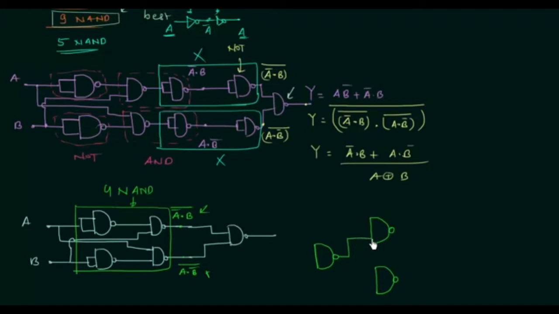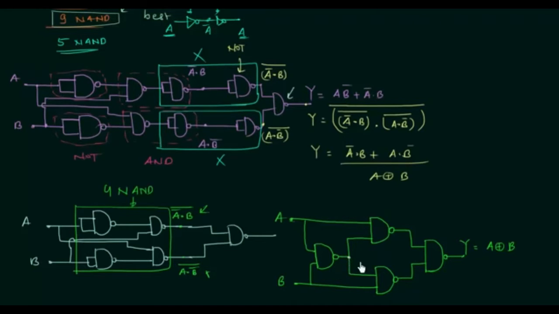This implementation is very important. Y is equal to A XOR B. So instead of using the 4 NAND gates, now we are using 3 NAND gates in this manner, A, B. Now we will check whether we are getting these 2 results or not.